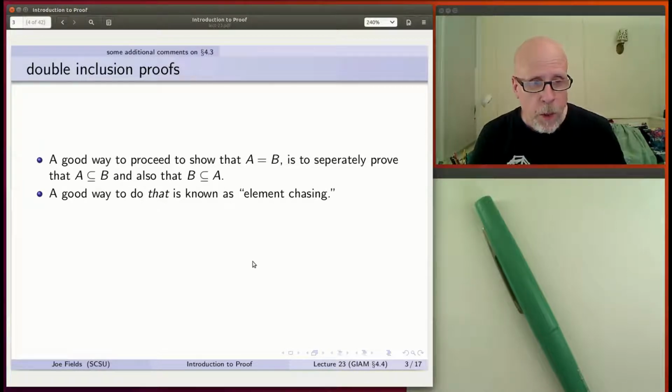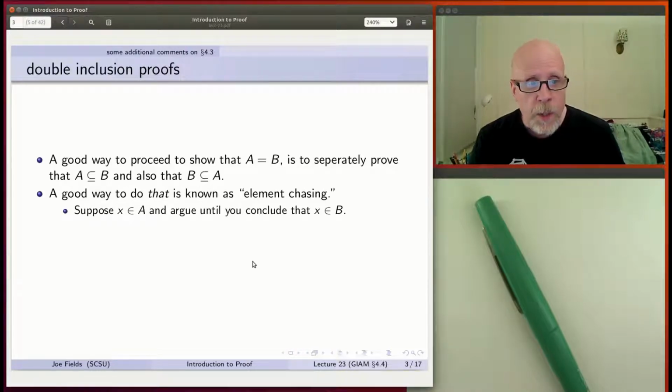A good way to do what I just described, this double inclusion thing, is known as element chasing. So we chase the elements around to figure out where they live, where they are. All of that essentially means we go from making statements about sets to making statements that are logical statements of the form X is an element of something. Because X is an element of something is a logical open sentence. So it's the sort of thing we dealt with back in chapter 2, logical statements.